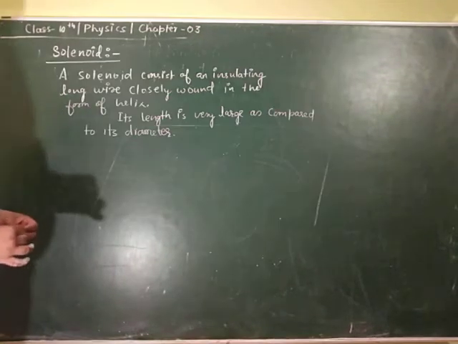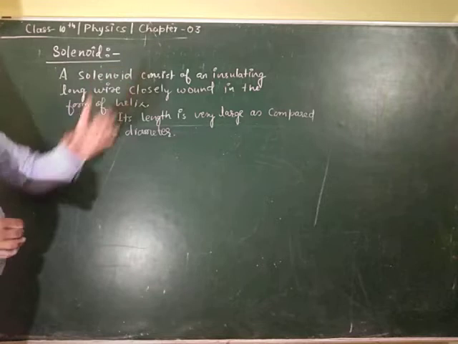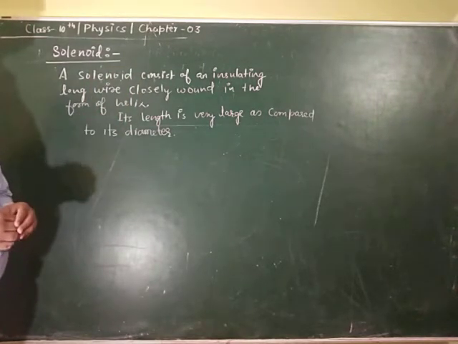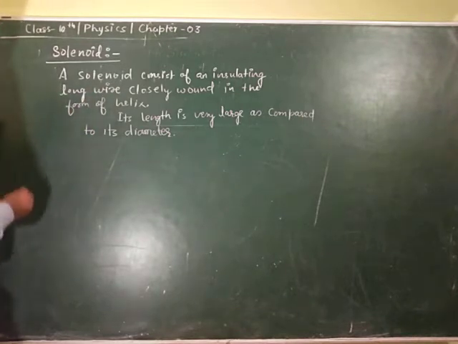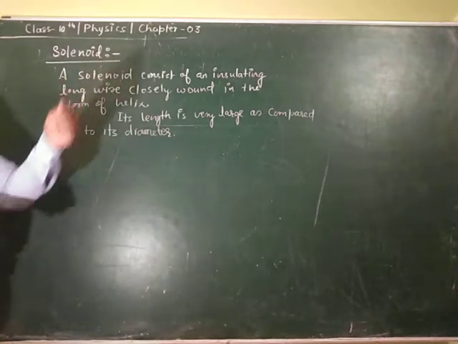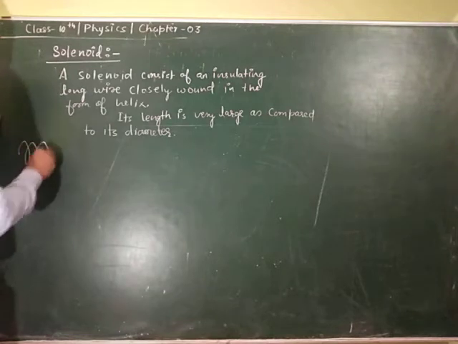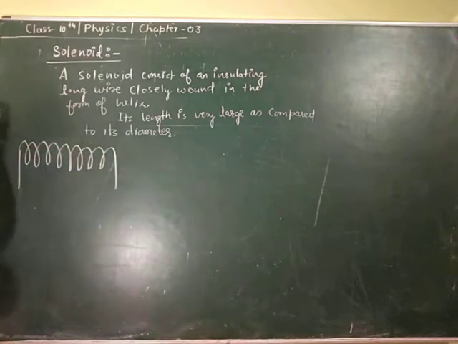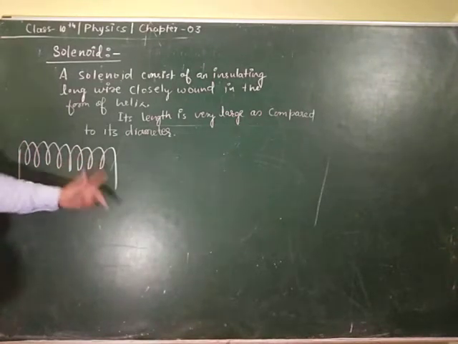You will see the solenoid. A solenoid consists of an insulating long wire closely wound in the form of a helix. Now you will ask, what is a helix? So this is a helix. Helix means a spring. This shape is known as a helix, and this is our solenoid.